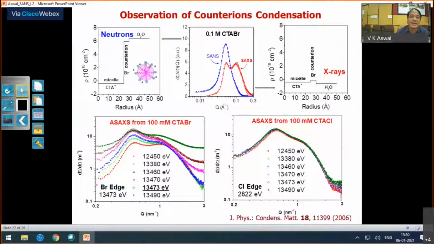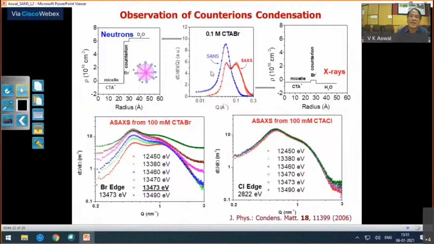To see that, as I said, you can make use of neutrons and X-rays together, because neutrons will see this core, which is mostly hydrogenous. And X-rays can see these condensed counterions, because, for example, in the case of bromide, since it's a high Z element, you will have very good scattering. That's what is seen in the case of SANS. This is the pattern, and this hump is coming because of the shell structure now seen by the X-rays.